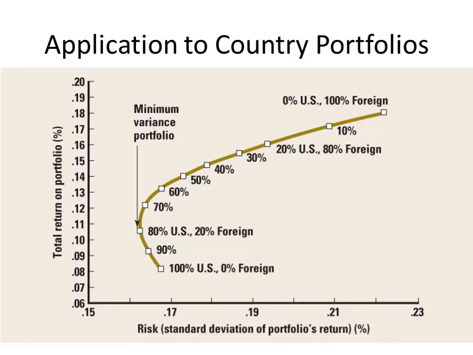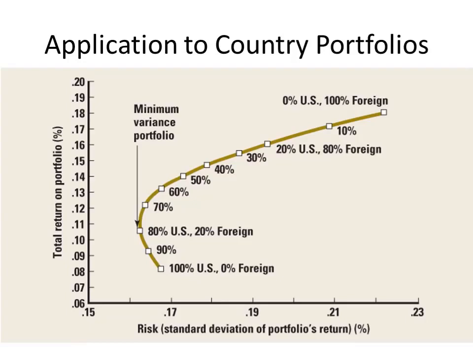And though you may think that foreign stocks are riskier than U.S. stocks, by looking at this chart we can tell that's definitely true. It looks like they have a standard deviation of returns of around 0.23 versus 0.17 for the U.S. We can see that by adding some foreign stock to our portfolio, we can actually reduce risk because the foreign stocks are less than perfectly positively correlated with U.S. stocks.